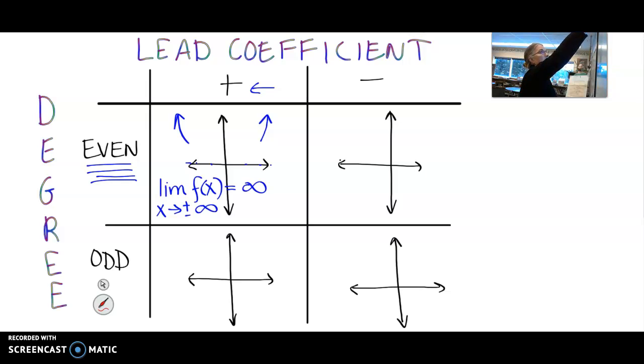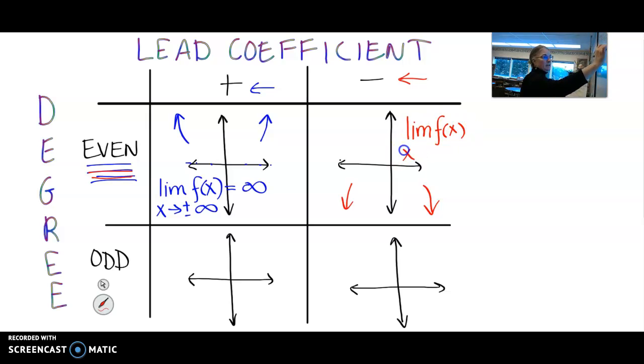So now the next one here is if it's an even degree, but with a negative lead coefficient, both ends of the graph are going to go down towards negative infinity. And to write that in limit notation, you can write the limit of f of x, or whatever the function's name is, as x approaches both positive and negative infinity. And since they're both going down, they're going towards negative infinity. So even degree polynomials, both ends go up or both ends go down.